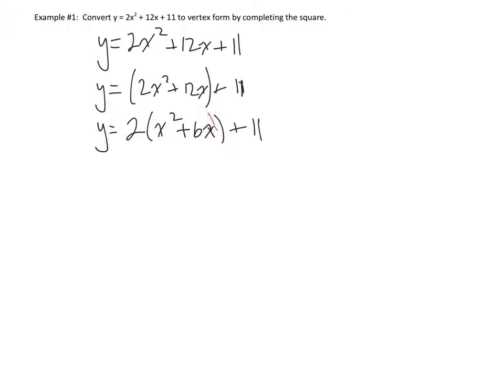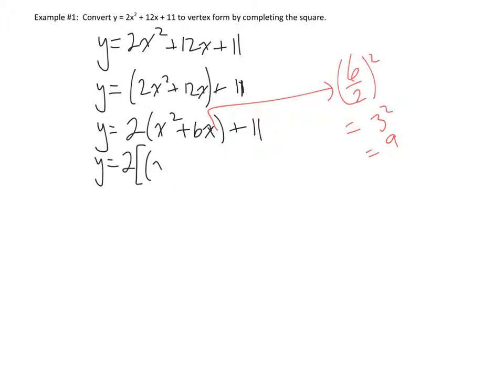So now what you're going to do is similar to in the past. You're going to try to figure out a term that's going to go in here. So I'm going to take 6 and divide it by 2 and then square it. So 6 divided by 2 is 3, and then I'll square it, which equals 9. So now I'm going to say y equals 2, and I'm going to draw a big giant square bracket and a smaller round bracket, x squared plus 6x plus 9, and I'm going to close my round bracket and now subtract 9 and then close my giant bracket.